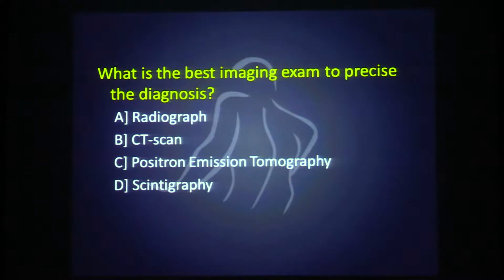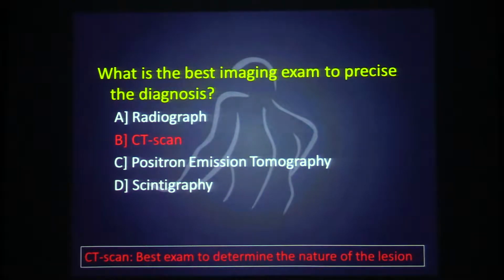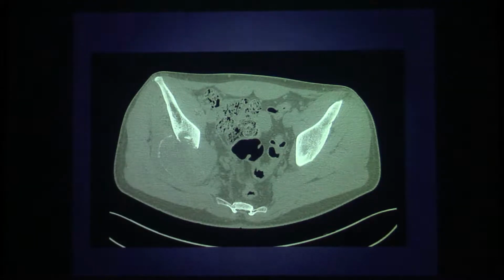What is the best exam to perform to precise the diagnosis? Do you think it's radiograph? Do you think it's CT scan? Do you think it's PET scan or scintigraphy? So it's an easy one. It was CT scan, which is the best exam to determine the nature of the lesion. And this is the aspect of the mass on CT scan.